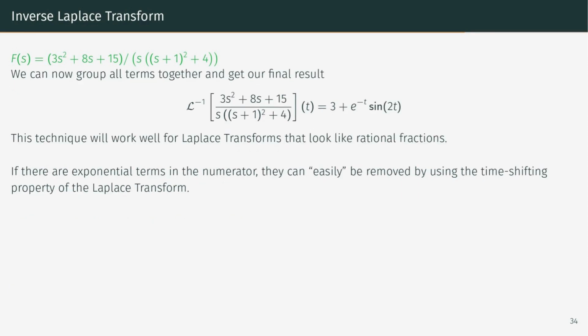Now we can group all of our terms together to get the final result. So the inverse Laplace transform of (3s² + 8s + 15) / (s((s+1)² + 4)) equals 3 + e^(-t) sin(2t). This technique works well for Laplace transforms that look like rational fractions. If there are exponential terms in the numerator, then they can easily be removed by using the time shifting technique that we spoke about earlier.